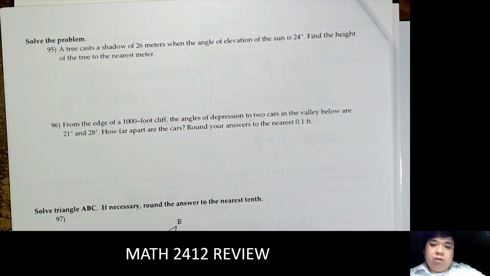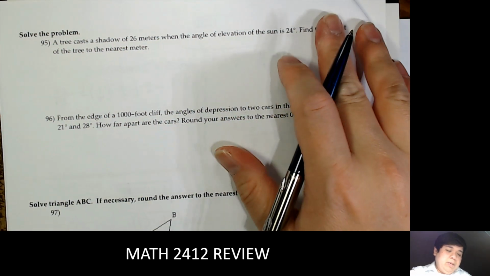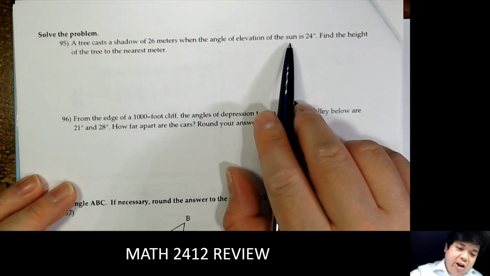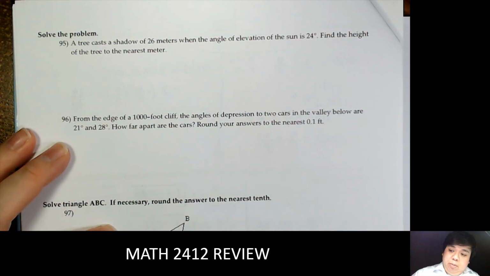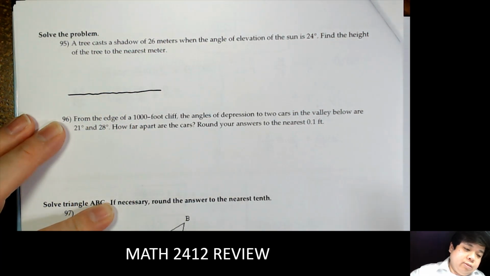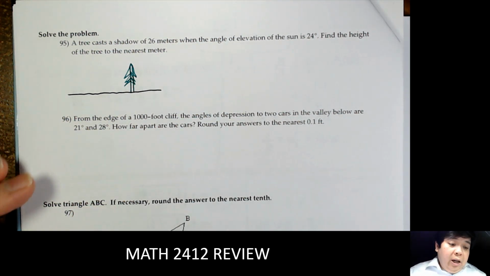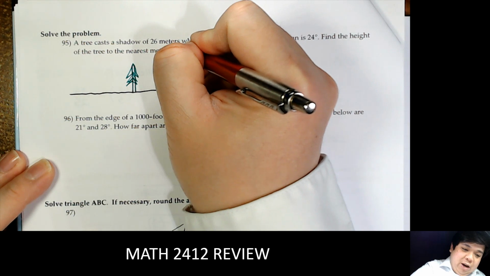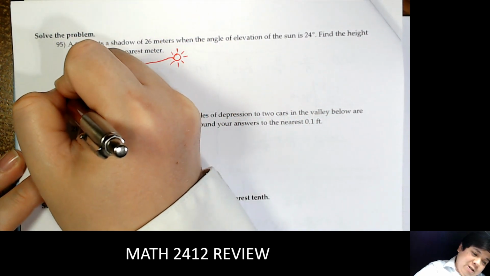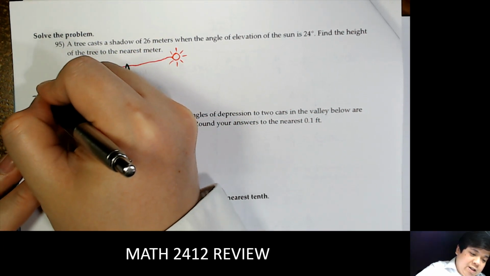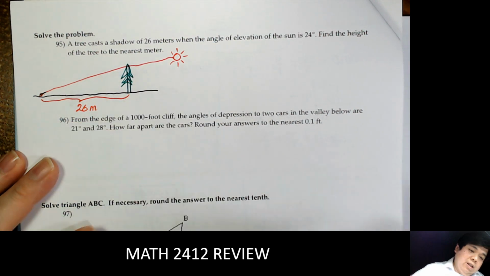I could just have some simple application. A tree casts a shadow of 26 meters when the angle of elevation of the sun is 24 degrees. Find the height of the tree to the nearest meter. So we have the ground level, a tree, okay, a pine tree, and the sun. The sun is supposed to be way out here, but we cannot draw too far. The shadow is cast like that. The shadow is 26 meters.